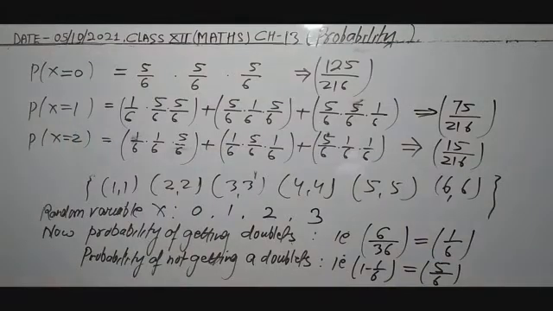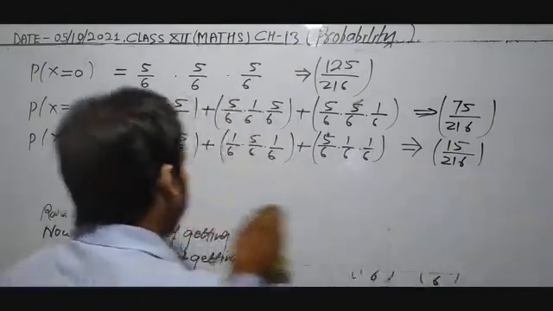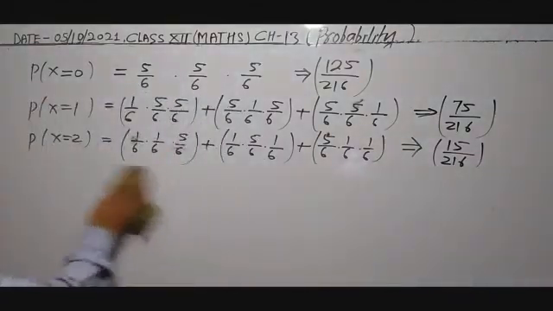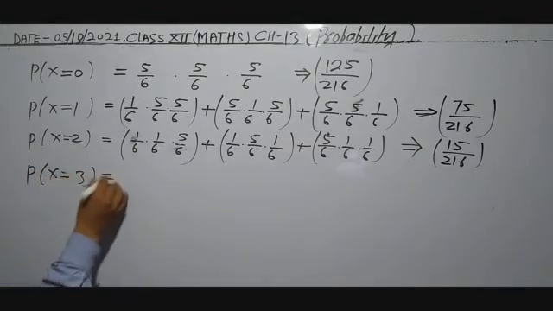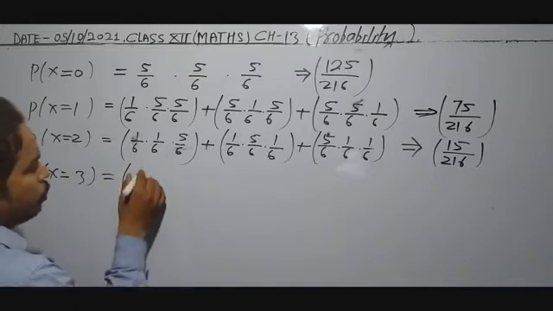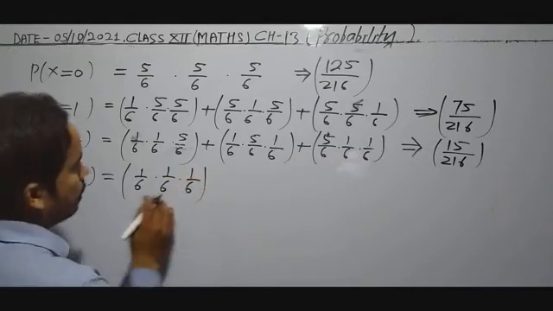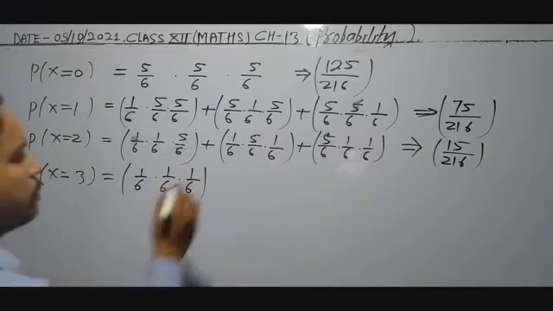Now see the next step. The next step is the probability of getting 3 doublets. So X equals 3: on the first pair 1 by 6, again 1 by 6, again 1 by 6. So this is for 3 doublets, and its calculation will be 1 upon 216.